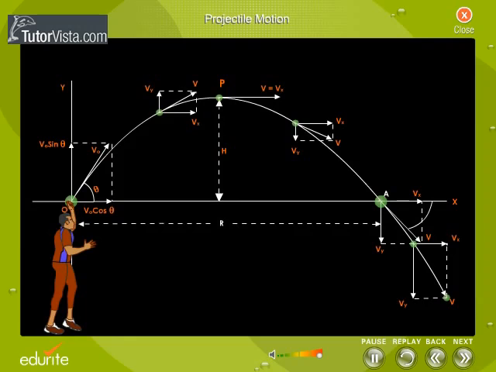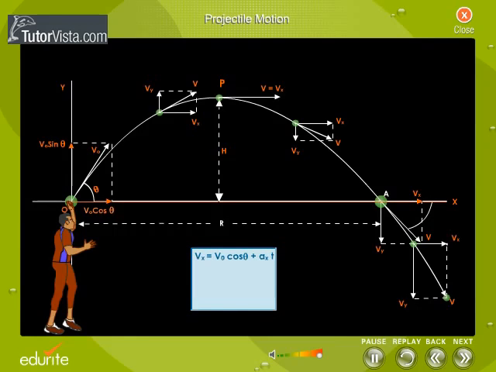Let us now analyze the motion of a projectile thrown obliquely. Let a body be projected from a point O with initial velocity V0. The projectile makes an angle theta with the horizontal axis. The velocity of the projectile at any point of the trajectory goes on changing both in magnitude and in direction. The velocity can be resolved into two rectangular components, V0 cos theta along the x-axis and V0 sin theta along the y-axis.